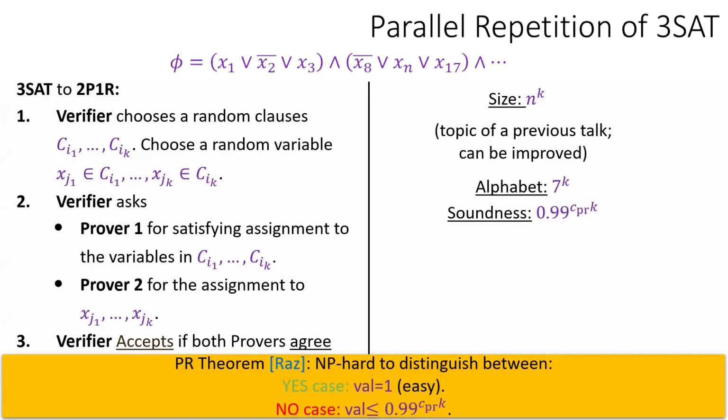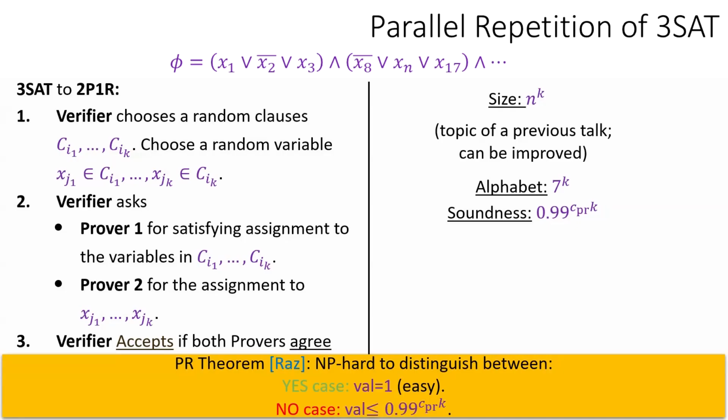The alphabet size of an instance is the answer size. How many answers can a prover give me? Originally for the 3-SAT game, a clause is 3 variables. There are 7 satisfying assignments to a clause, so the alphabet size was 7. But if I repeat the game k times, now I get k clauses, so there are 7 to the k many options.